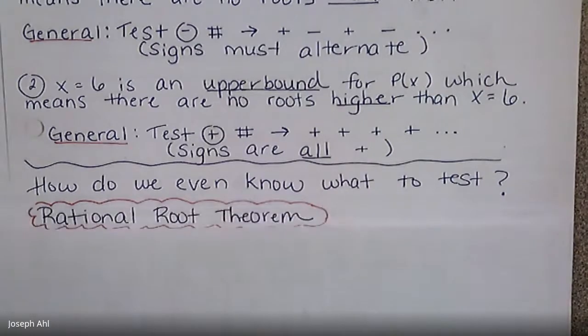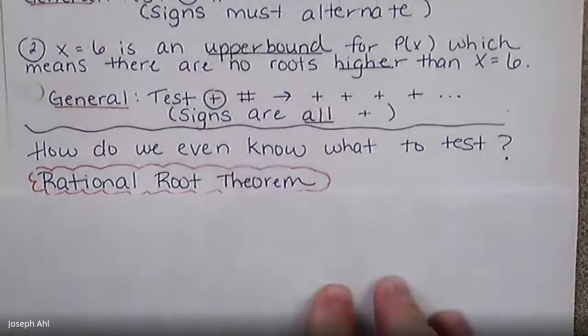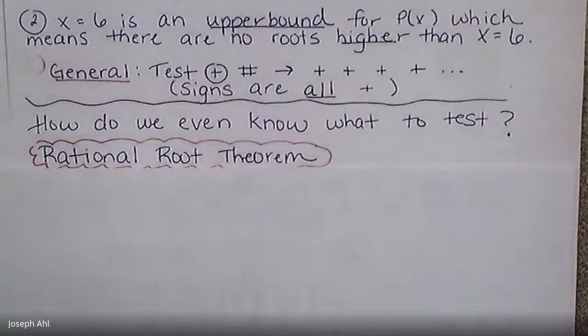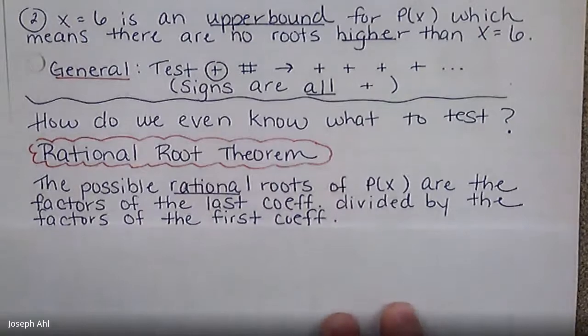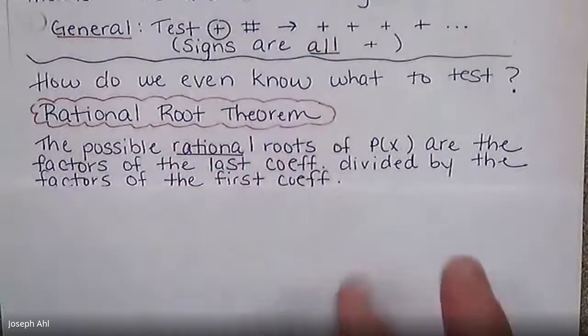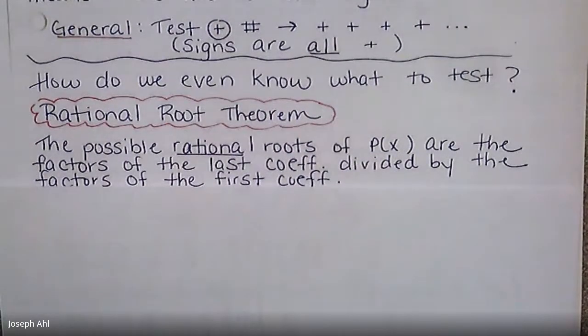So how do we know what we should be testing? We're going to talk about something called the rational root theorem, another tool for digging for the roots. What does the rational root theorem state? It says that the possible rational roots of p of x are the factors of the last coefficient divided by the factors of the first coefficient of your polynomial.